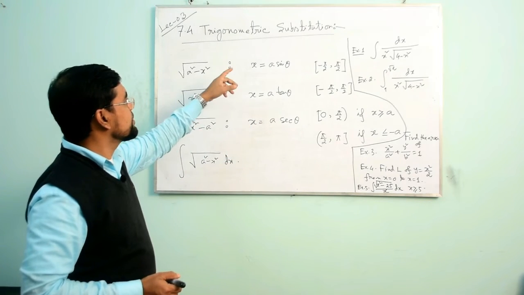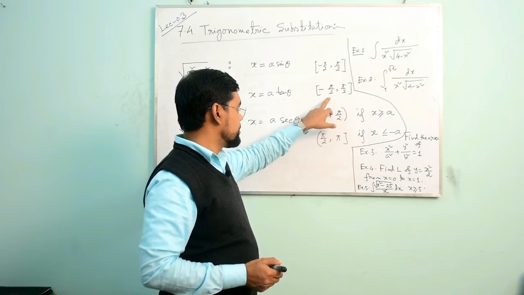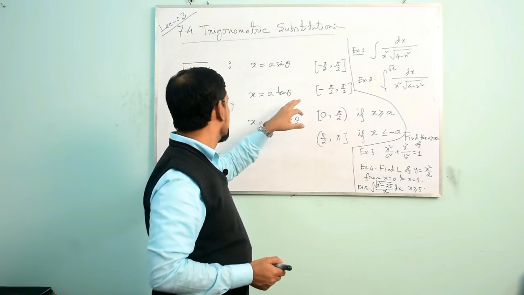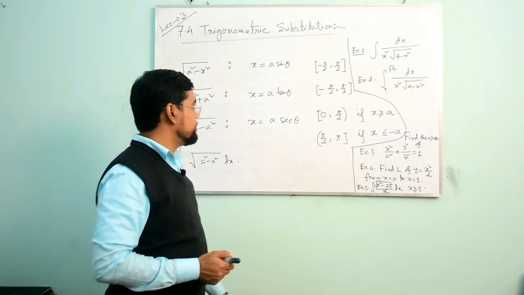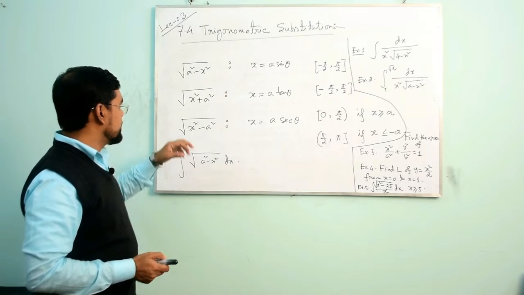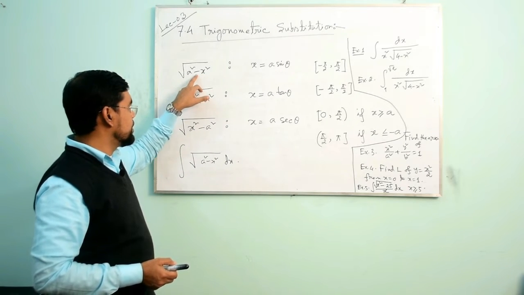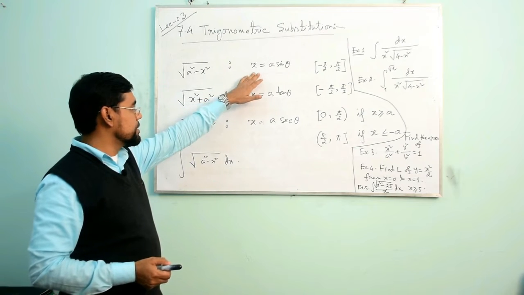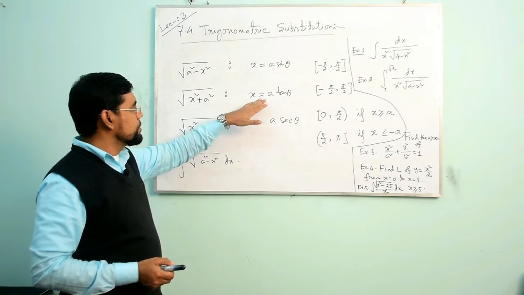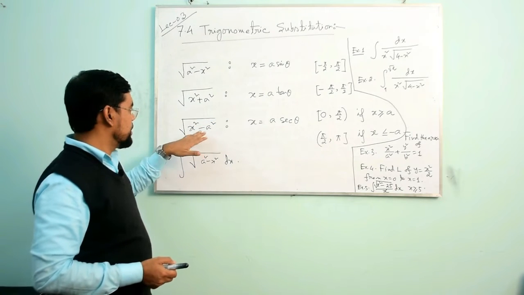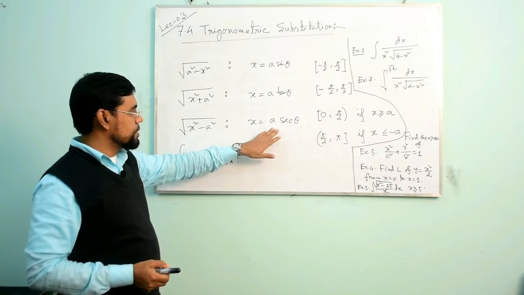And there is some restriction on theta. Theta should be within minus pi by 2 to pi by 2 for sin theta, and minus pi by 2 to pi by 2 for tan theta, and for sec theta this is the restriction on theta. So let me review again. How can you remember this? If you have a negative sign before x square, then you should use sin theta, and if both of them are positive, then you should use tan theta. If the preceding sign of x square is plus, then you need to use x equal a sec theta.